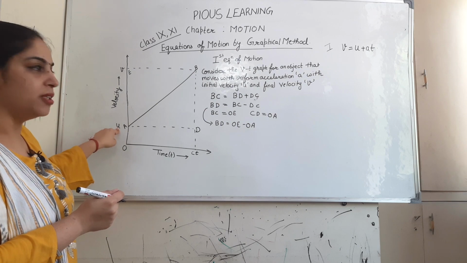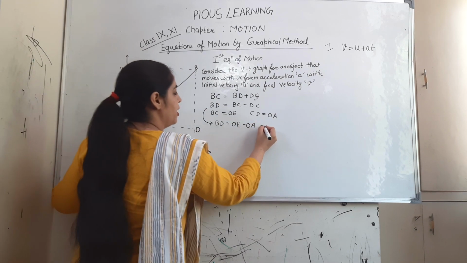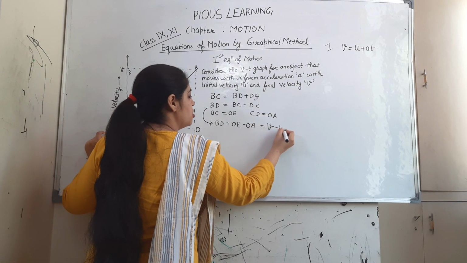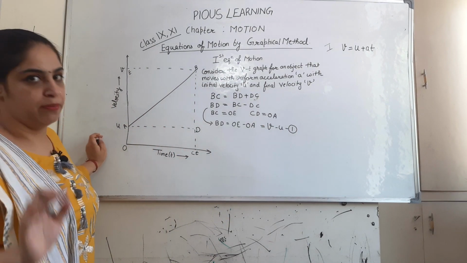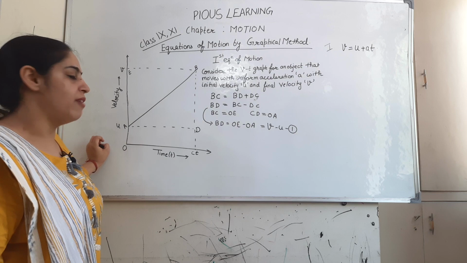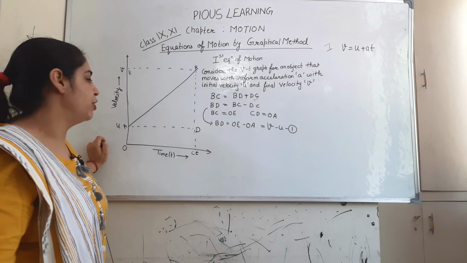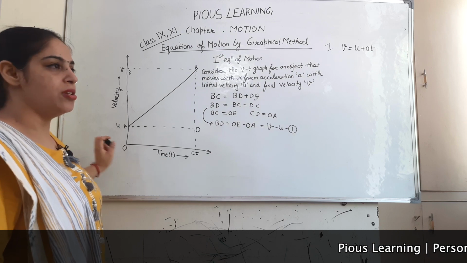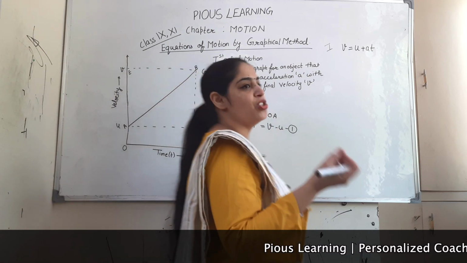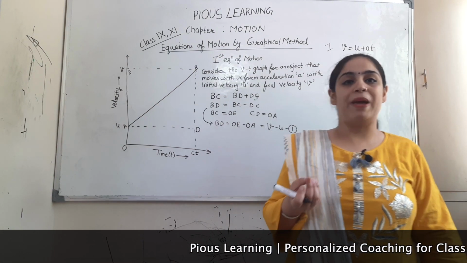OA is velocity u. So this could be written as v minus u. Mark it as equation number 1 and leave it for the time being. Now you know that acceleration is nothing but change in velocity with respect to time.